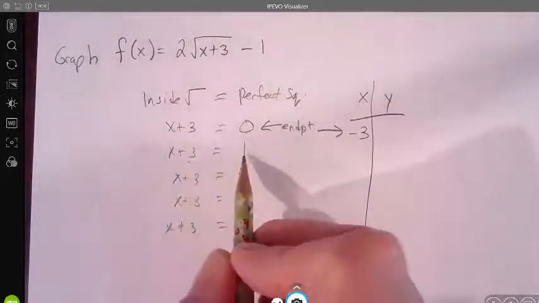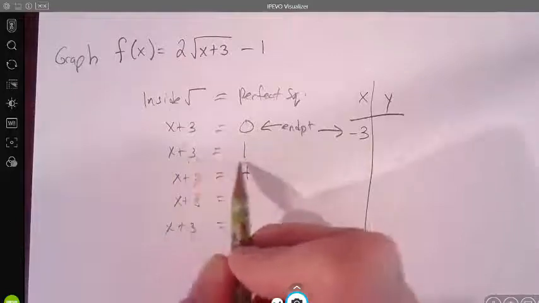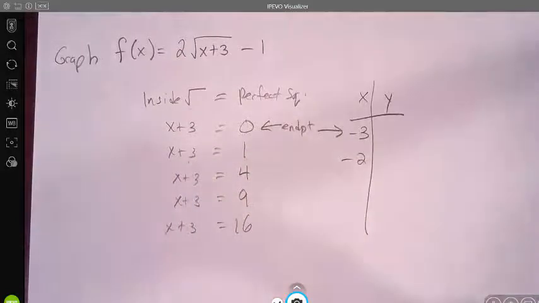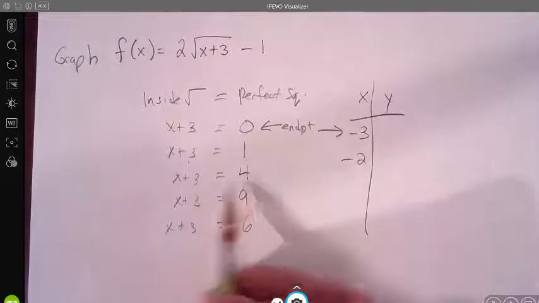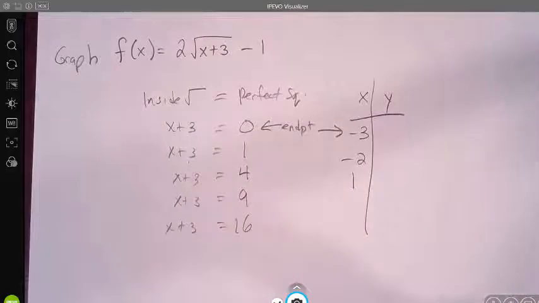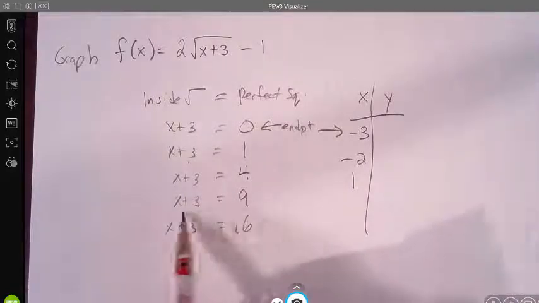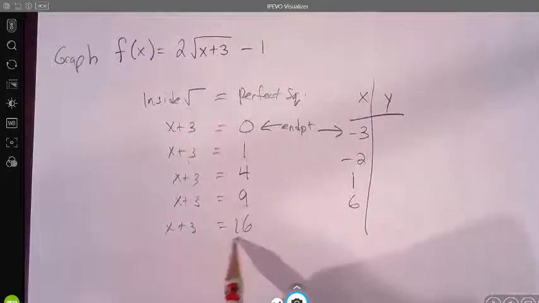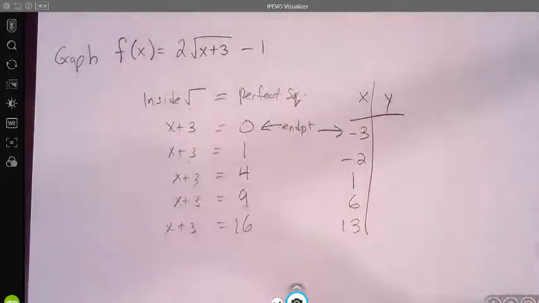If x plus 3 is 1, if I subtract 3 from both sides of this equation, I get negative 2 for x. If I subtract 3 from both sides of this equation, I get x equals 1. If I subtract 3 from both sides of this equation, I get x equals 6. And here I would get x equals 13.